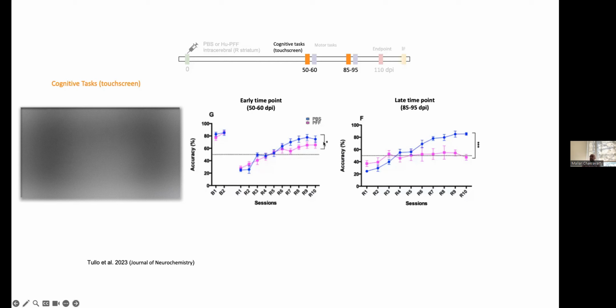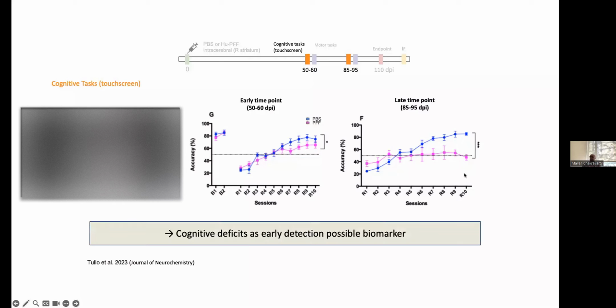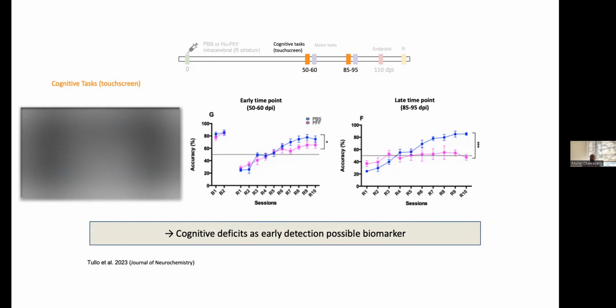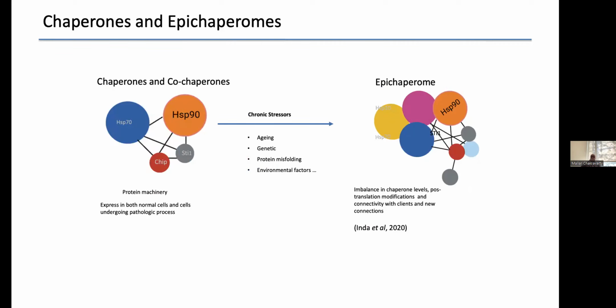And what we find is that very early on, before we even see motor deficits, you see a cognitive deficit in their ability to reach accuracy at an early time point in this touchscreen, after receiving the preformed fibrils. By the time it's quite late, 85 to 95 days post-injection, you see a very big cognitive deficit. So this suggests that these two things can be looked at as biomarkers in this context.